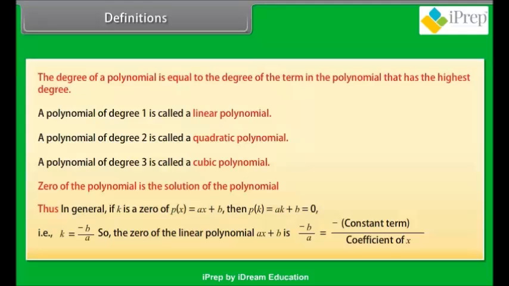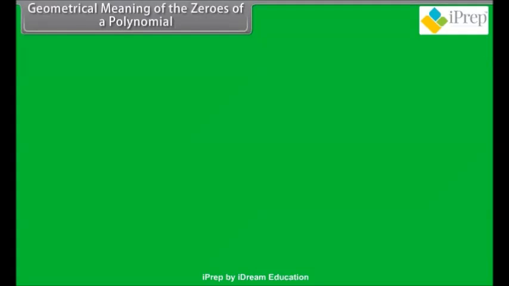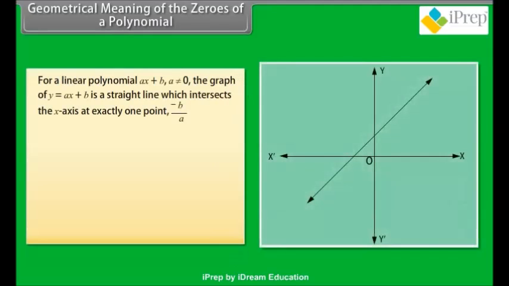Geometrical meaning of the zeros of a polynomial. For a linear polynomial ax + b, a is not equal to 0. The graph of y = ax + b is a straight line which intersects the x-axis at exactly one point, -b/a. Therefore, the linear polynomial ax + b, a not equal to 0, has exactly 1 zero.